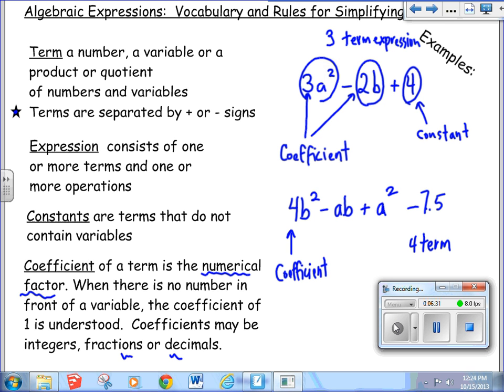But how many of them do I have? This one right here? When I don't see the number up front, how many of those things are there? Robbie? How many ABs are there? 1. Yeah, remember when you don't see a number in front of a variable, the coefficient of 1 is understood. So it would be correct to say the coefficient is 1. So here also, coefficient of 1. When you don't see them, it's those invisible ones, remember?